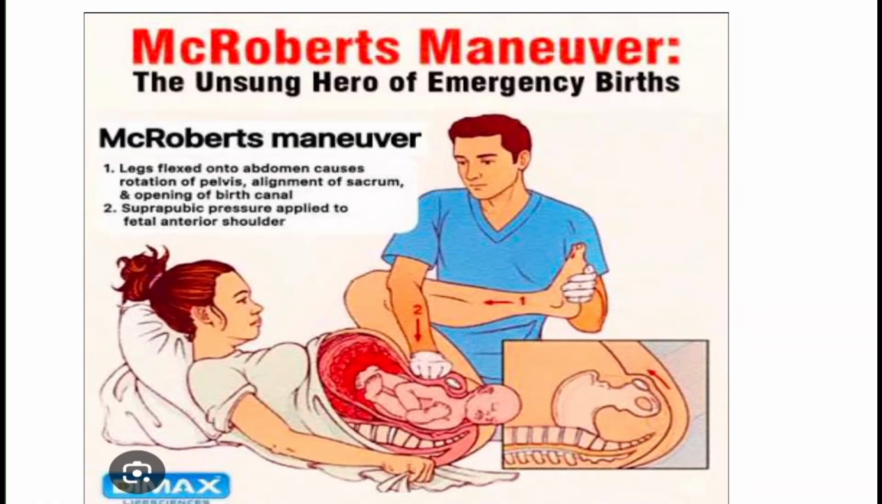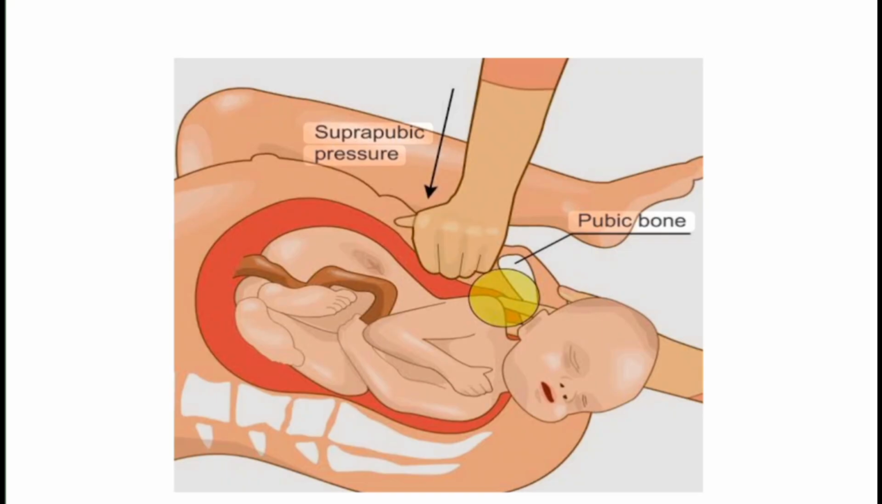To understand the management, we need to first understand what maneuvers we can do for our patients. The first maneuver we think of doing is the McRoberts maneuver, which is simply flexion of the legs onto the abdomen, which causes rotation of the pelvis, alignment of the sacrum, and opening of the birth canal. We also apply suprapubic pressure to the fetal anterior shoulder, which helps us dislodge the shoulder for a normal delivery.